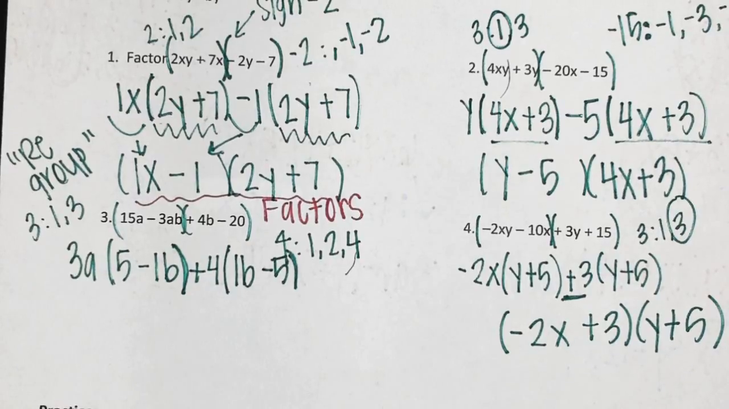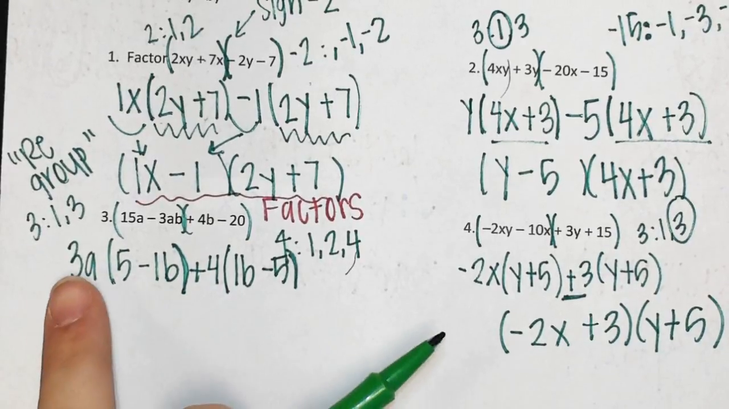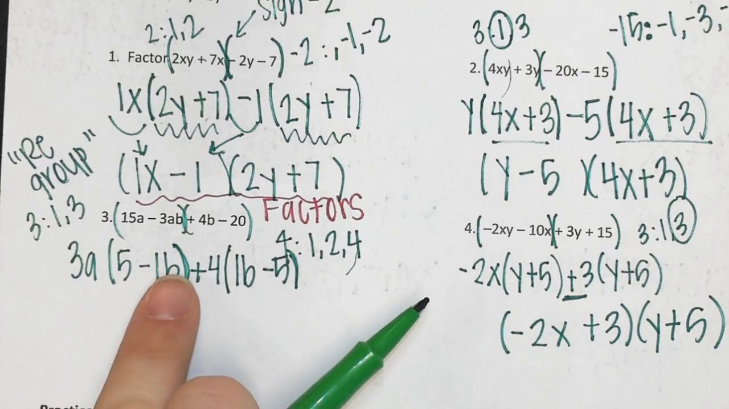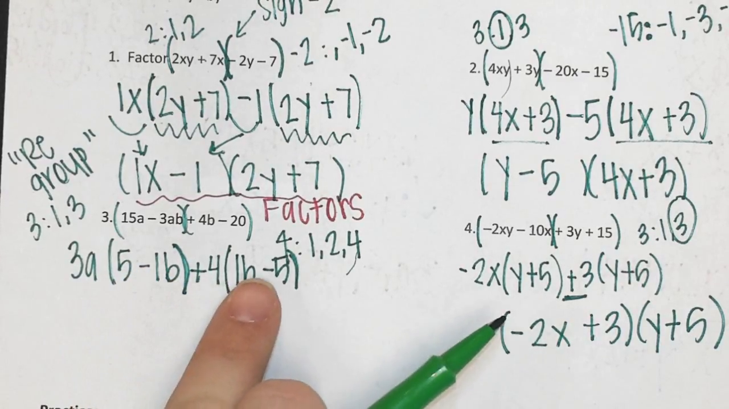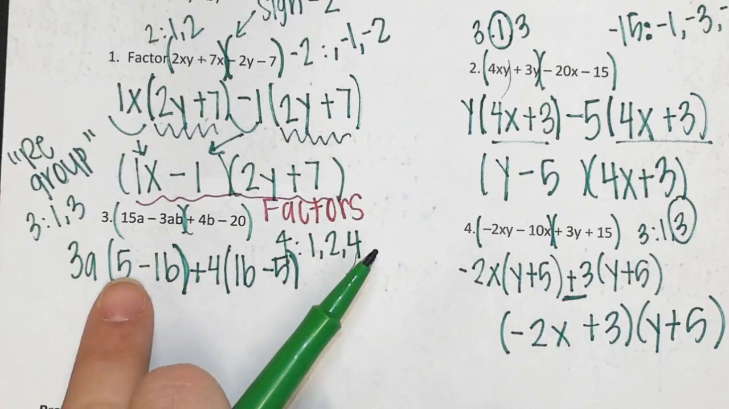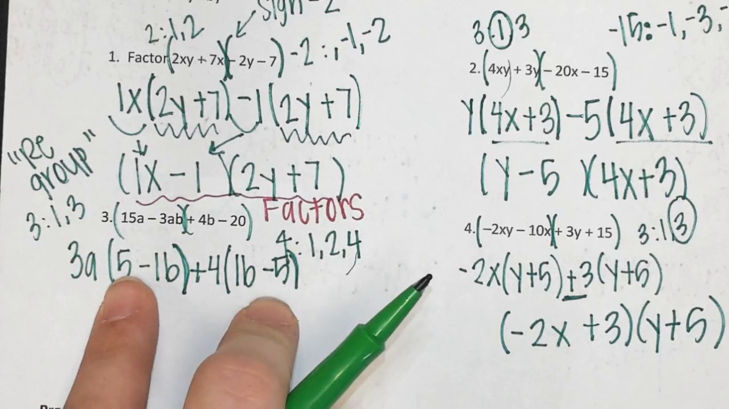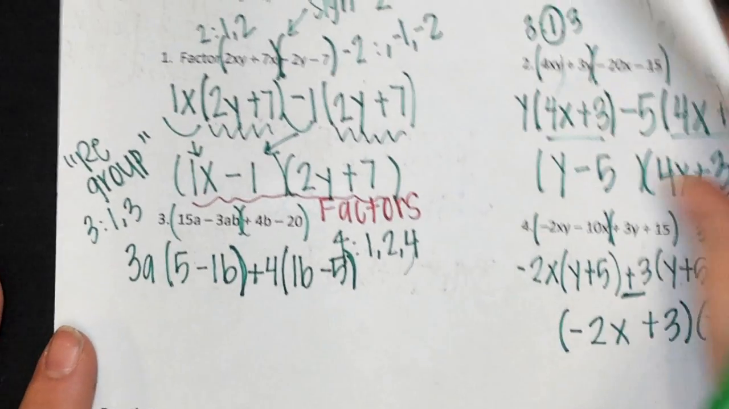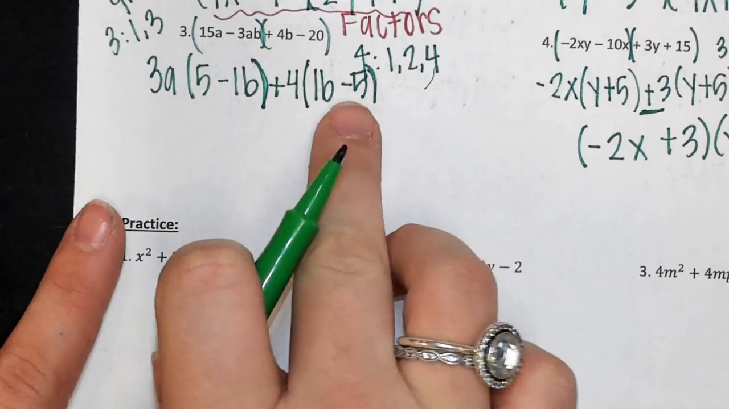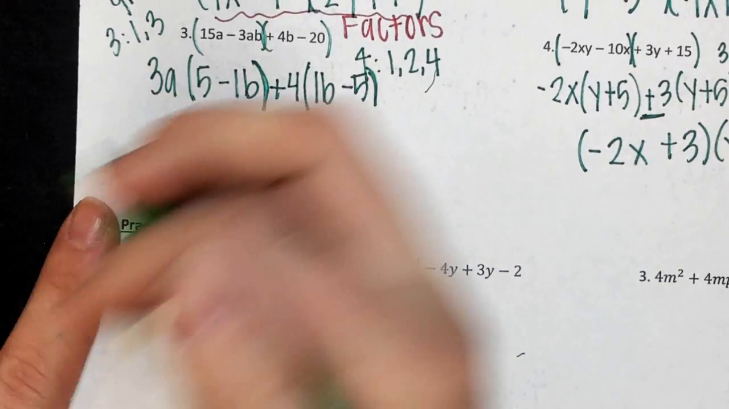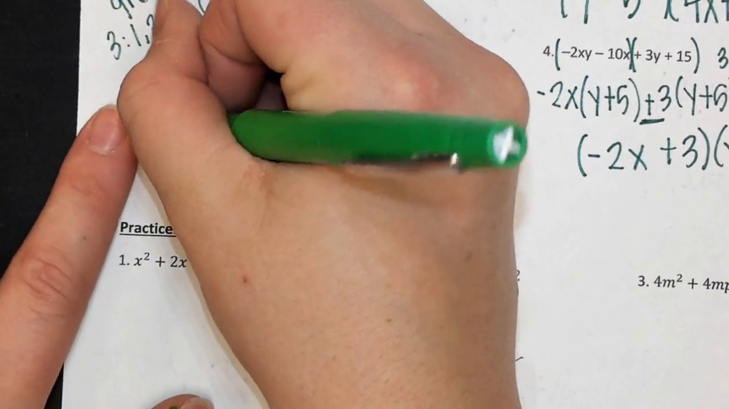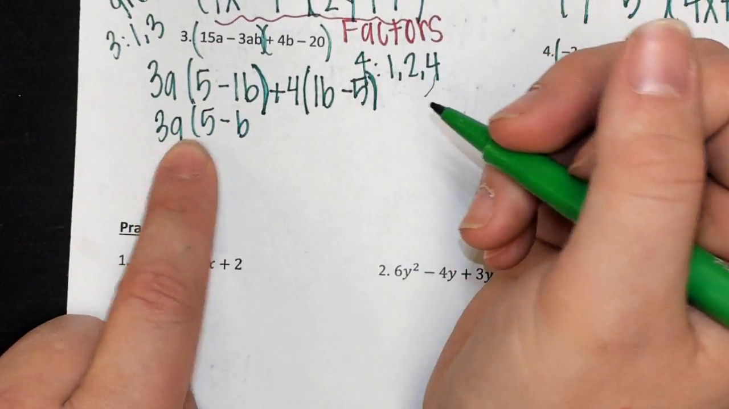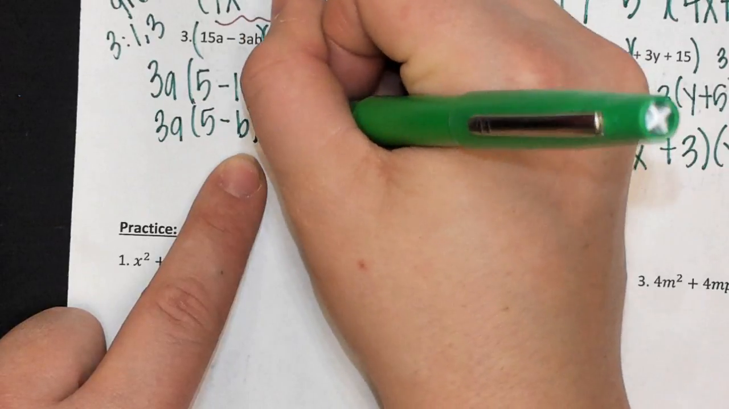Here is where it gets a little tricky. We have 3a plus 4, but we have 5 minus 1b and 1b minus 5. So in this case, 5 is positive, but over here 5 is negative. Let's go ahead and rewrite this set so the 5 is first. So I'm just rewriting everything. 3a, 5 minus, I'm going to leave the 1 out. So 3a, 5 minus b, plus 4.